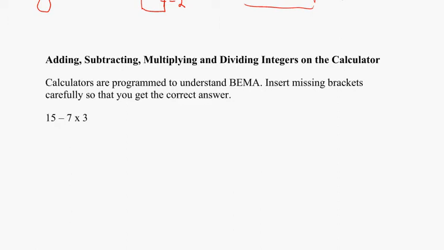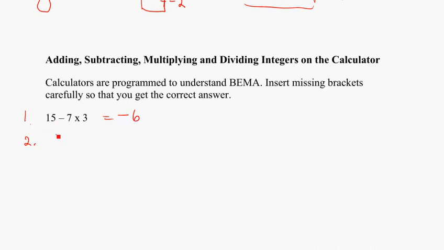First question, if you put in 15 take away 7 times 3, try these and see what you get, and you should get negative 6. The calculator will do the BEDMAS for you. It will multiply the 7 times the 3 first, and notice you can get negative answers.